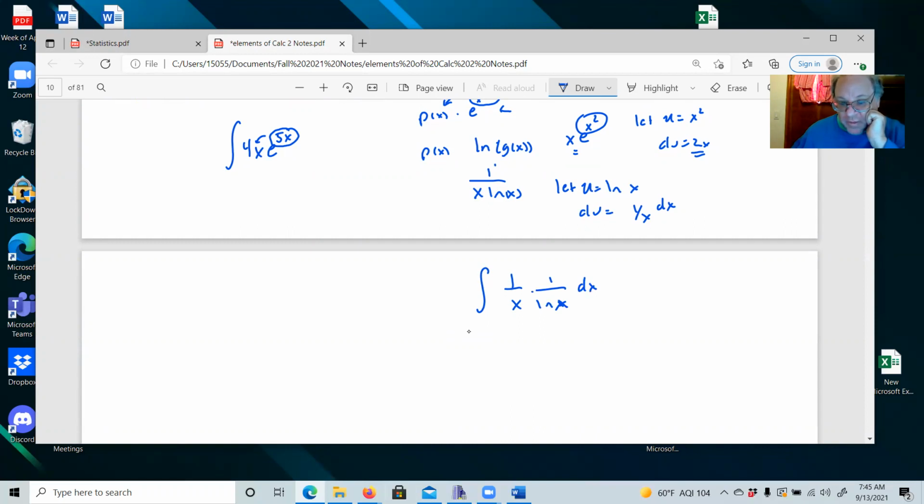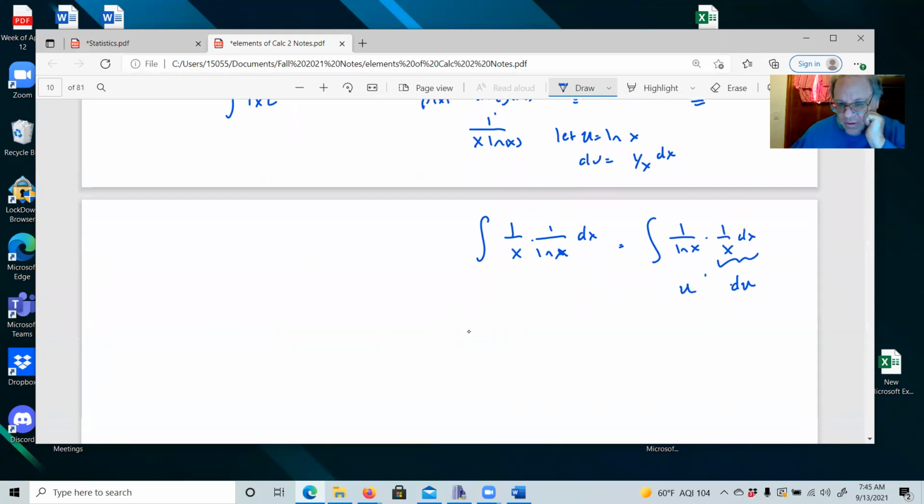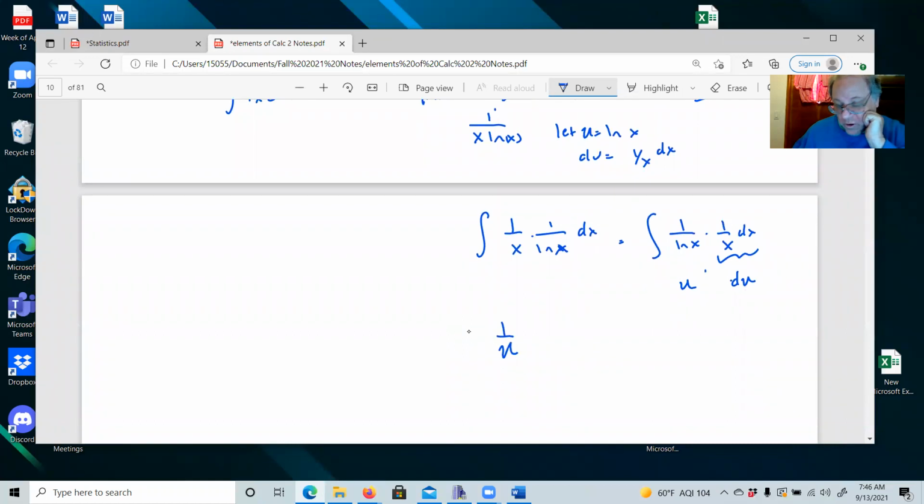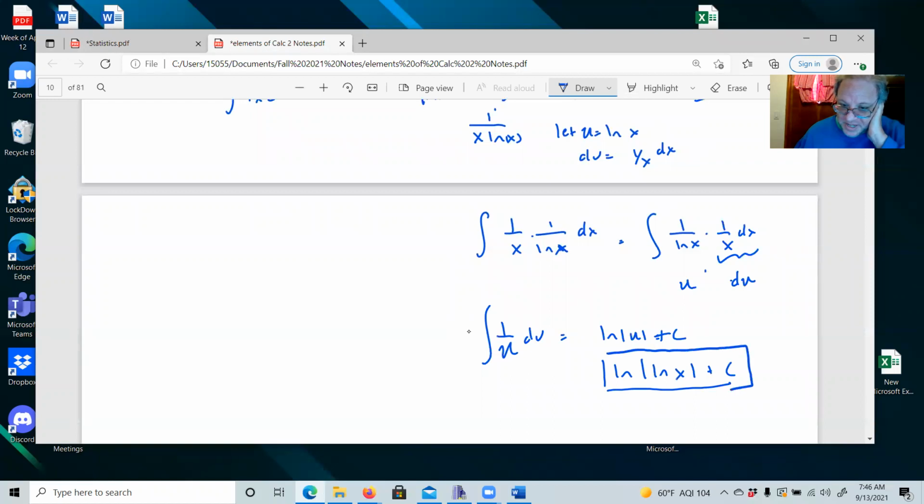Let me rewrite it so I've got it sorted out better. That's my du, and here is my u. So we have 1 over u du, because it's 1 over the natural log, and that integral is the natural log of u. What was u? u was the natural log of x. So the answer is the natural log of the natural log of x, a very flat function. So that's another one where we just do substitution.